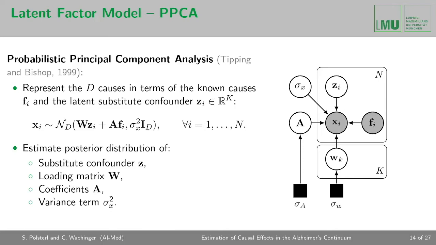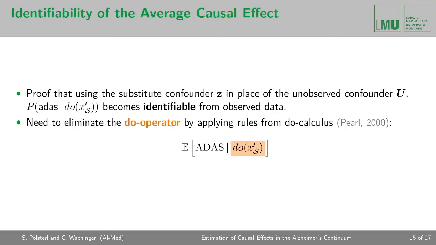We then plug in the observed data, marked in gray, and estimate the posterior distribution of the latent variables marked in white. This will provide us with Z, the substitute confounder, that we will use in the estimation of the average causal effect in place of the unobserved confounder.